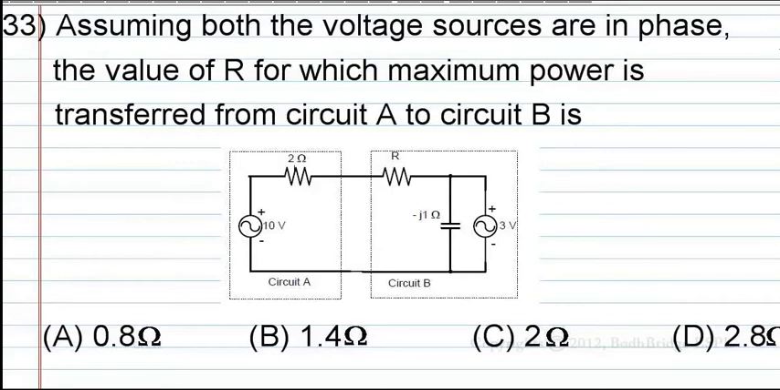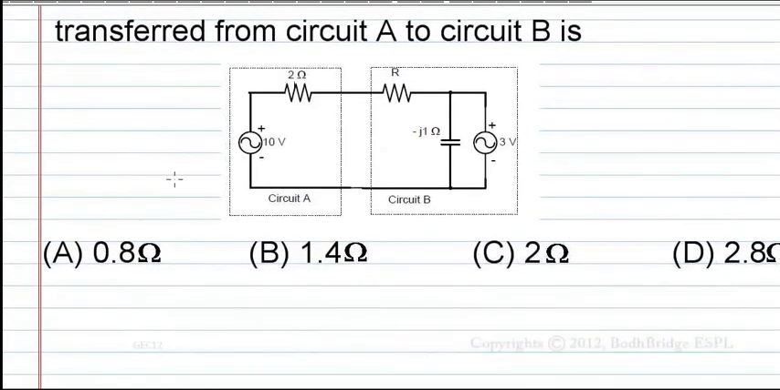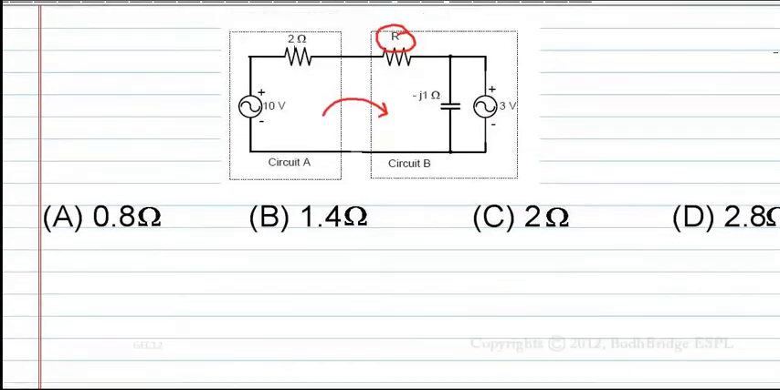Okay, what is he giving? He has given a circuit and he is asking for maximum power transfer from A to B. What is the value of this resistance R? Okay, let us find out.